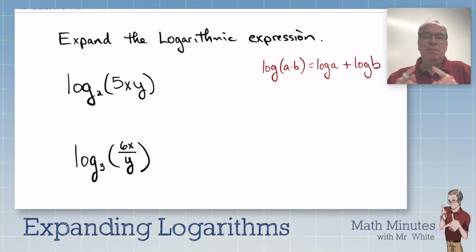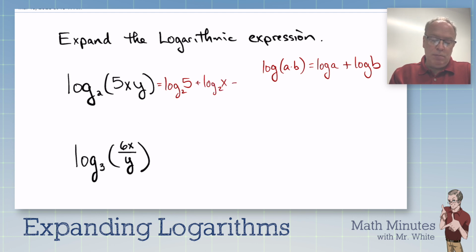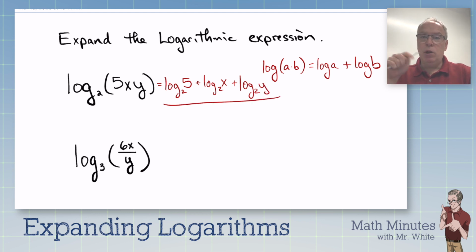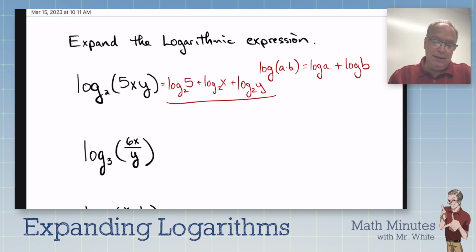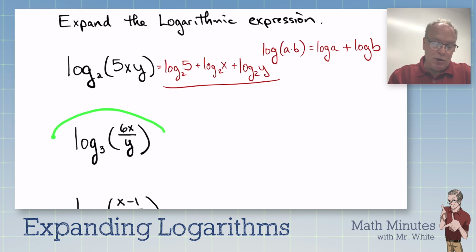So here we have 5 times x times y inside that logarithm. So real simple, we just split it into 3 logarithms. Log base 2 of 5 plus log base 2 of x plus log base 2 of y. And that's the answer right there. Easy enough, right? Whenever you have multiplication inside a logarithm, you simply split it into logs that are all being added.